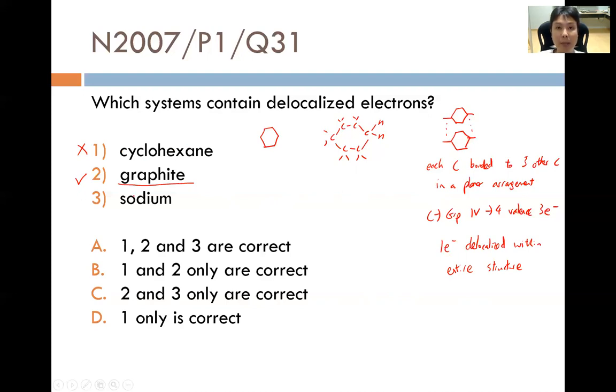Sodium is a metal. So the structure of metallic bonding is a solid lattice of Na plus ions in a sea of delocalized electrons. And hence, it is true that sodium contains a sea of delocalized electrons. And hence, the answer is that 2 and 3 are correct, and option C is the answer.